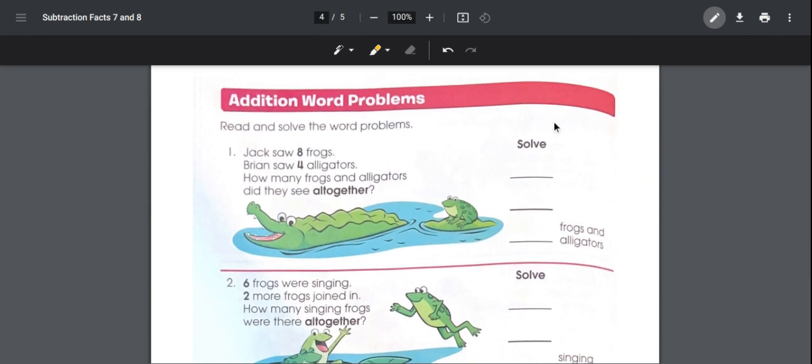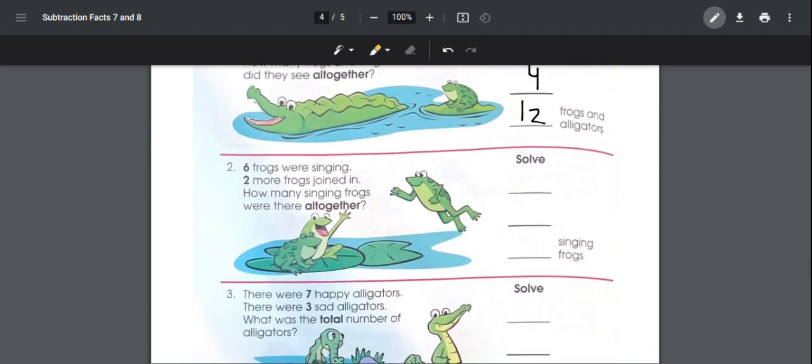Okay, again, it's just more word problems. So it says Jack saw 8 frogs. So we write 8 right here. And Brian saw 4 alligators. And then the question asks how many frogs and alligators did they see all together? So 8 frogs plus 4 alligators. That is 12 frogs and alligators in total.